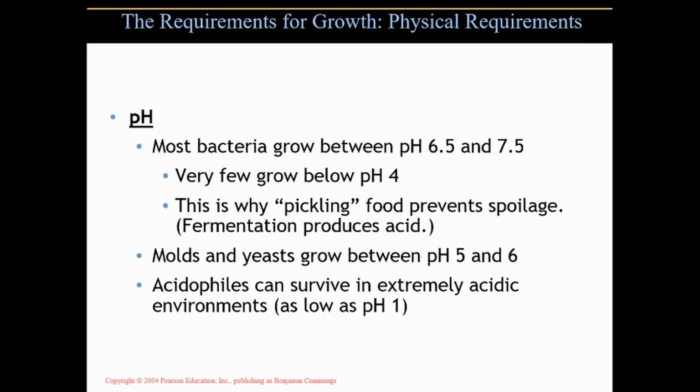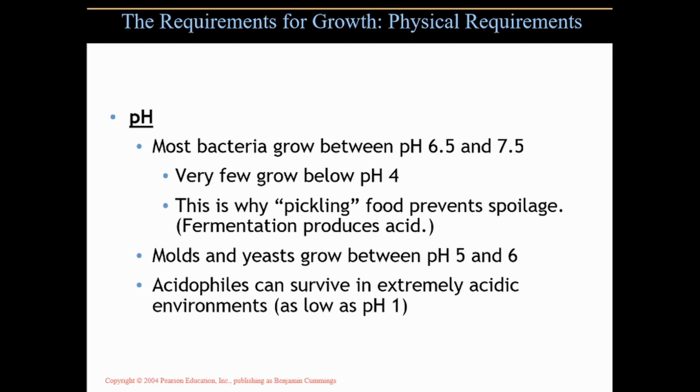pH. Now, pH is kind of a chemical, physical requirement. We're going to look at it in terms of physical requirements here. They grow between a pH of 6.5 and 7.5. And if you know your pH scale, that's right about neutral. 7.0 is exactly neutral, where the H plus ion concentration is exactly equal to the OH negative ion concentration.